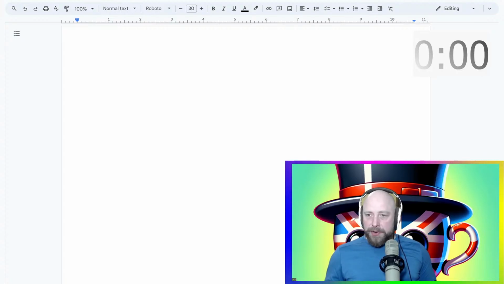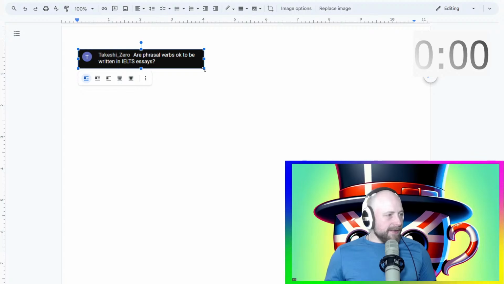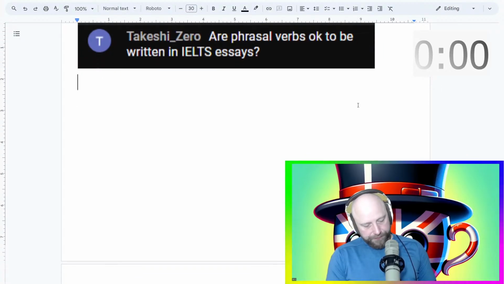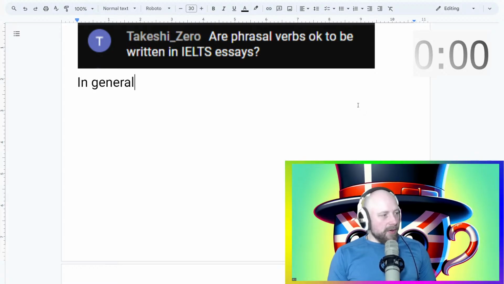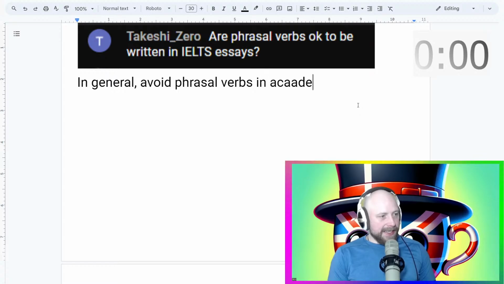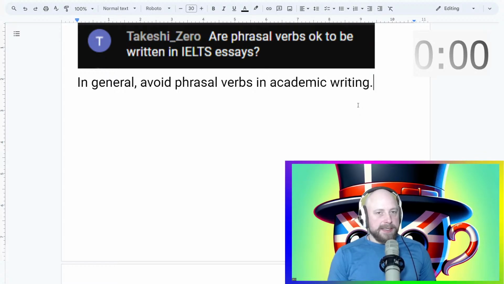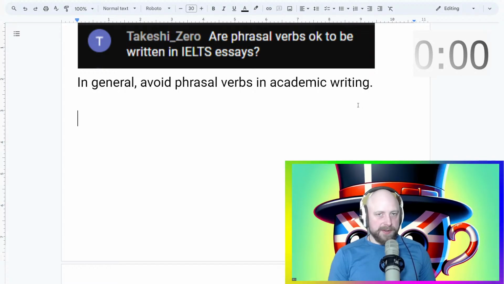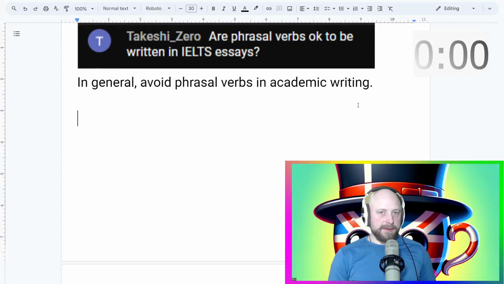Are phrasal verbs okay in an IELTS essay? That's a very interesting question, Takeshi. In general, avoid phrasal verbs in academic writing. That's all I would say there. So that means one or two phrasal verbs are okay, especially more formal phrasal verbs, but avoid them in academic writing. That's it.